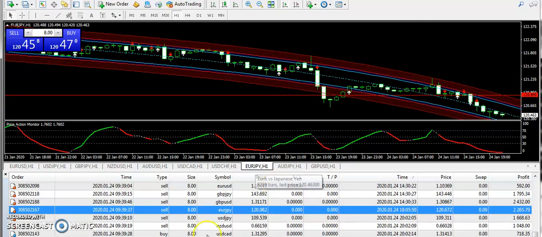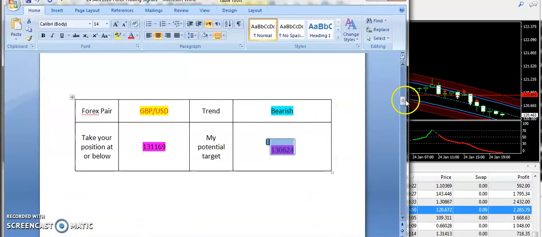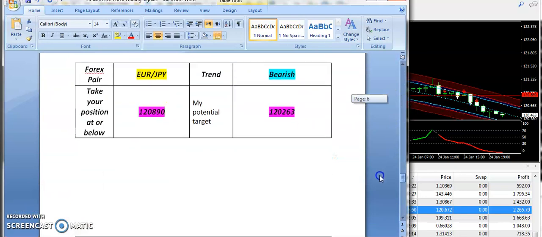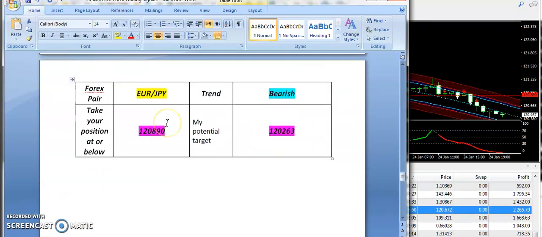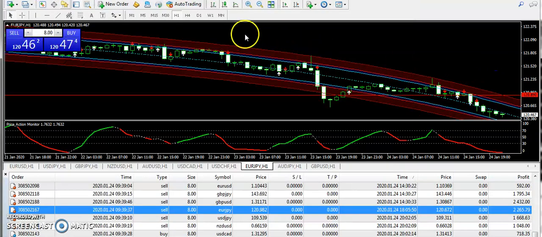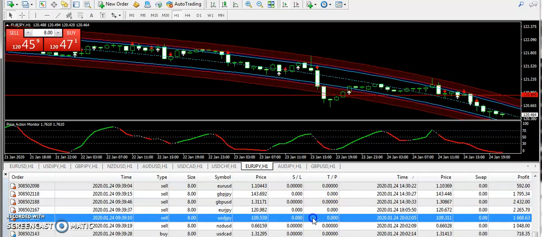Now let's talk about EURJPY, which is still on the way towards downward momentum, and we have given the bearish signal on EURJPY from 120890 and 120263 is the target price. However, the target price is not met till now, but overall you can see a big drop is already seen on EURJPY.